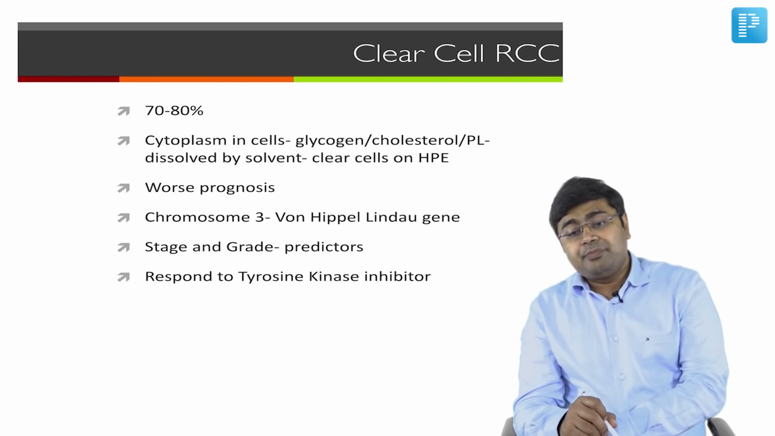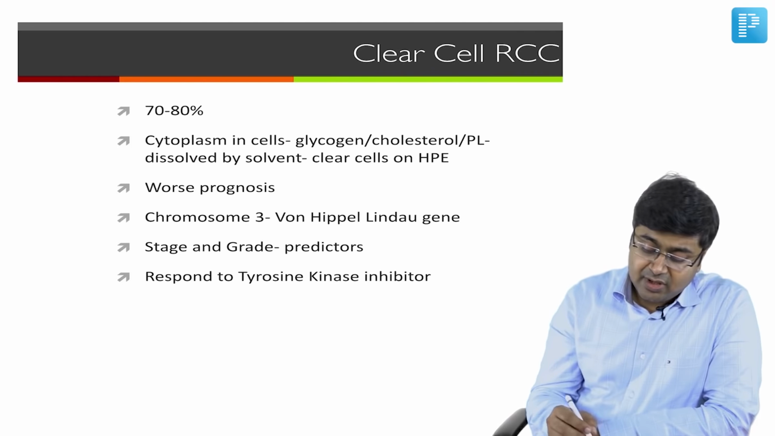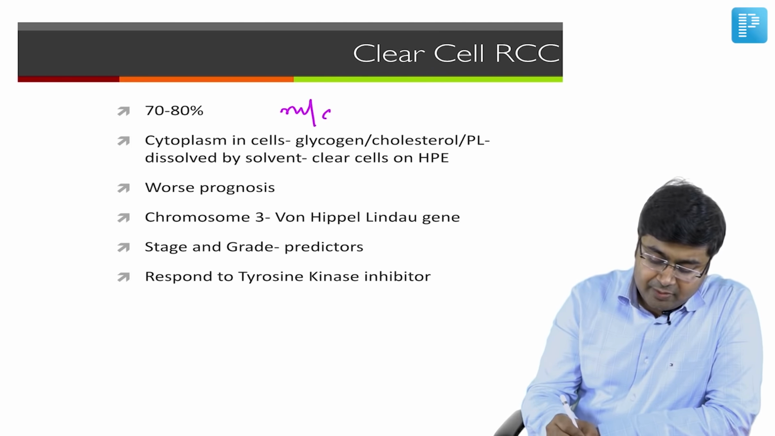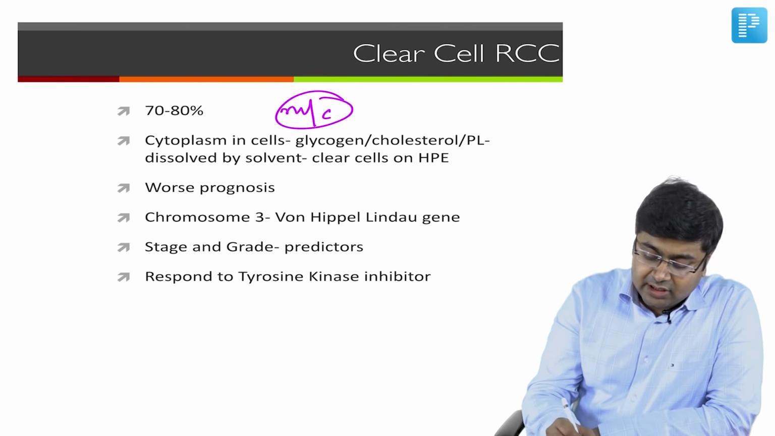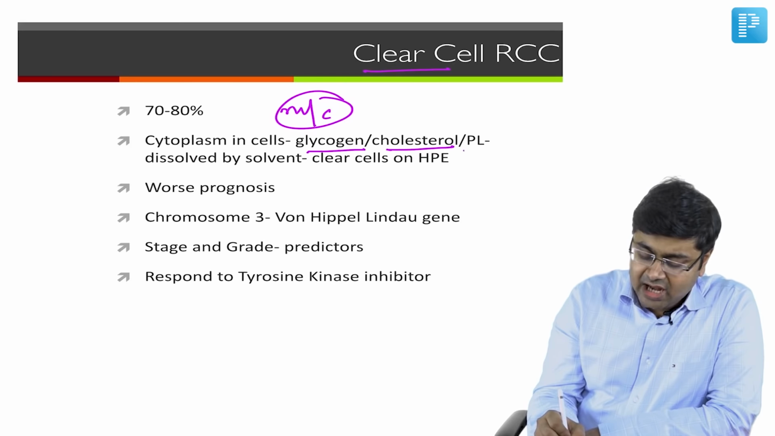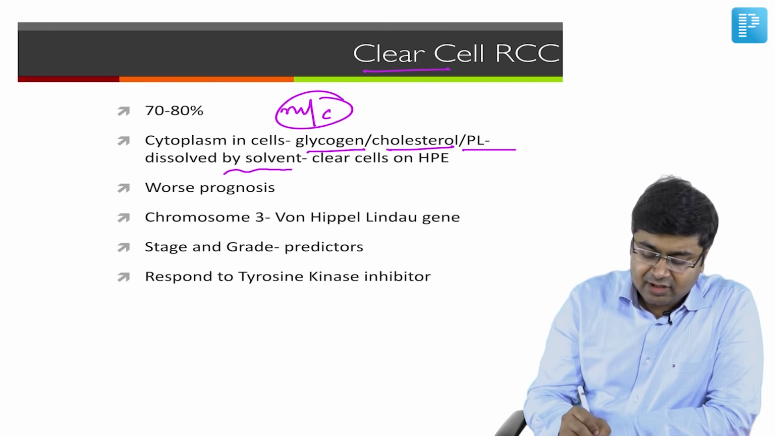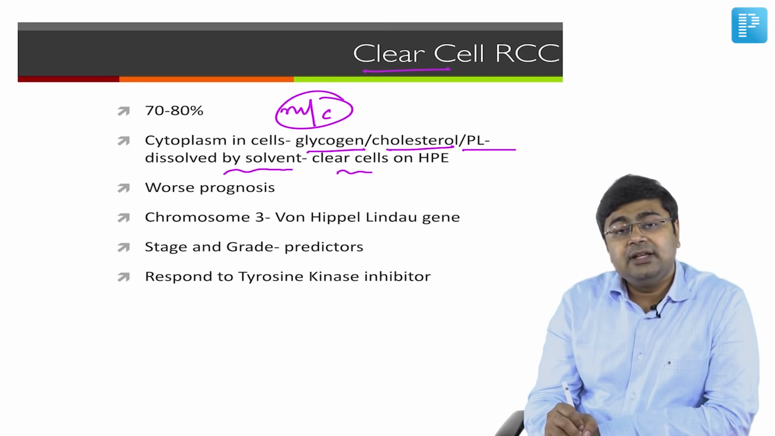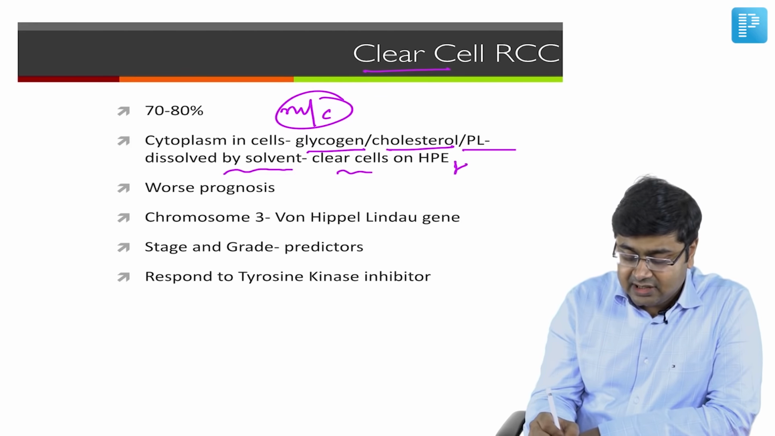Quickly, we'll cover the 4 pathological types of renal cell carcinoma. Clear cell RCC, most common type. Why is it called clear? Because when we stain it, the glycogen, the cholesterol and the phospholipids are dissolved by the solvent and the cells appear clear on microscopy in H&E stain.